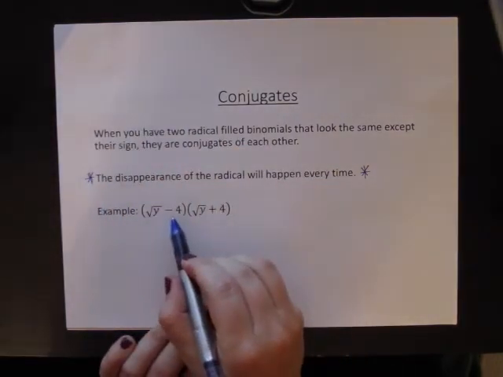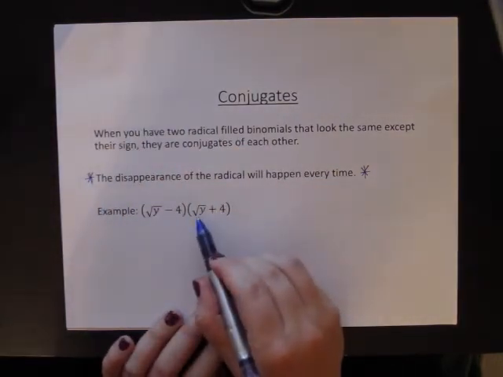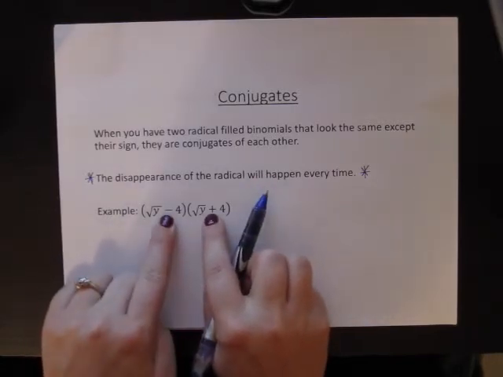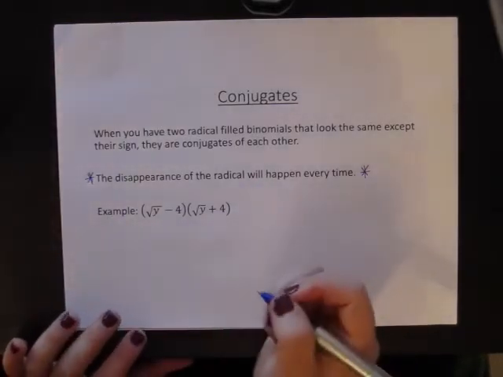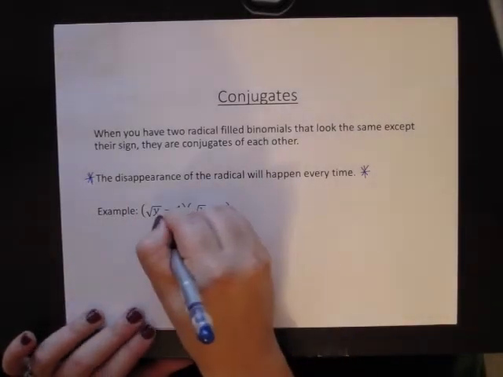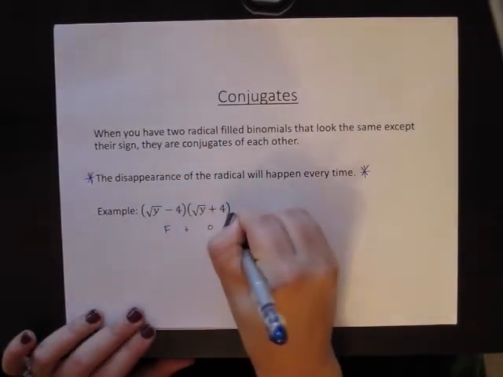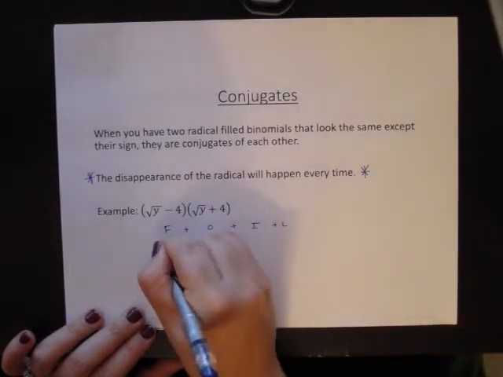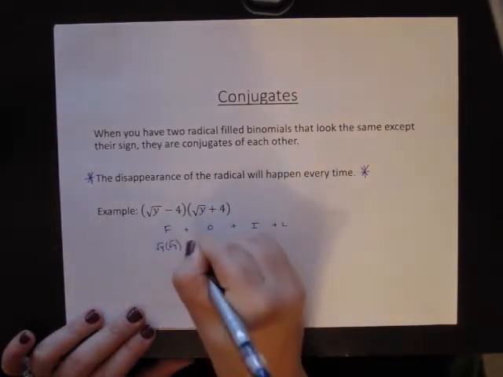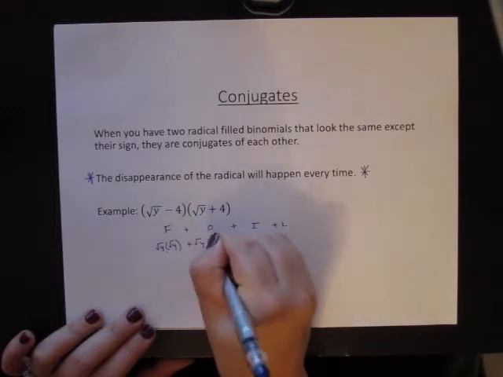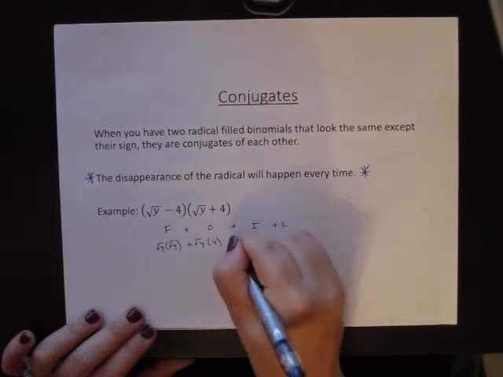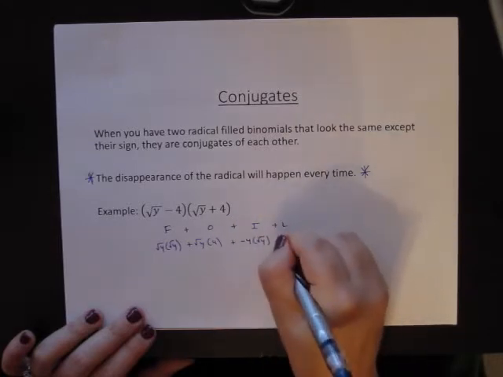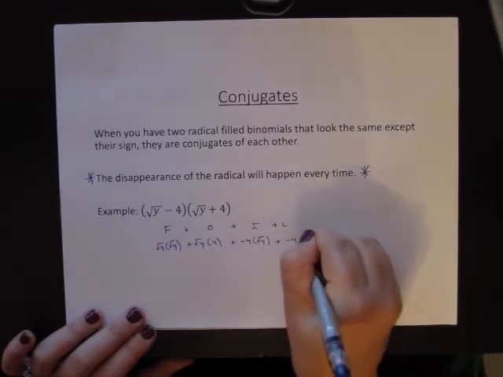So if I've got the square root of y minus 4 times the square root of y plus 4, my terms are exactly the same. The only thing that's different is my signs. So typically if I saw two binomials, I'm going to use that FOIL method. So I do the square root of y times the square root of y, plus the square root of y times 4, plus negative 4 times square root of y, plus negative 4 times 4.